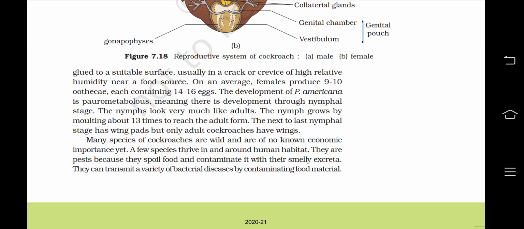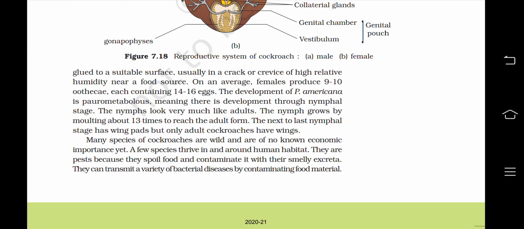The development of Periplaneta americana is paurometabolous, meaning there is development through nymphal stage. The nymphs look very much like adults. The nymph grows by molting about 13 times to reach the adult form. The next to last nymphal stage has wing pads, but only adult cockroaches have wings.